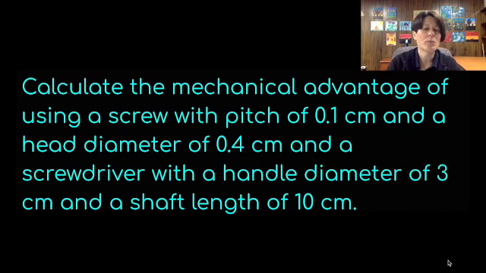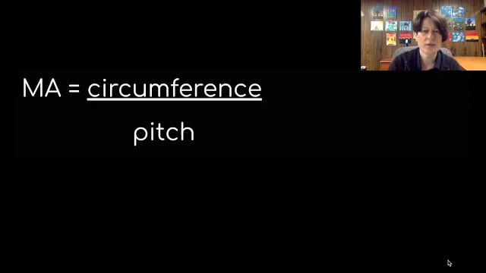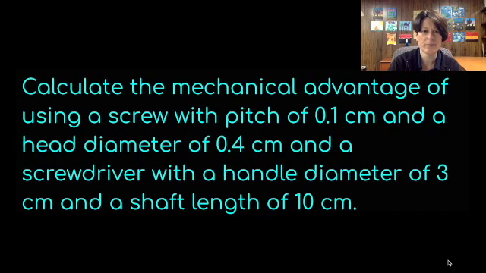So an example of a problem might be, calculate the mechanical advantage of using a screw with a pitch of 0.1 centimeters and a head diameter of 0.4 centimeters, and a screwdriver with a handle diameter of 3 centimeters and a shaft length of 10 centimeters. So the first thing we have to do is write down our formula. Mechanical advantage equals the circumference divided by the pitch.